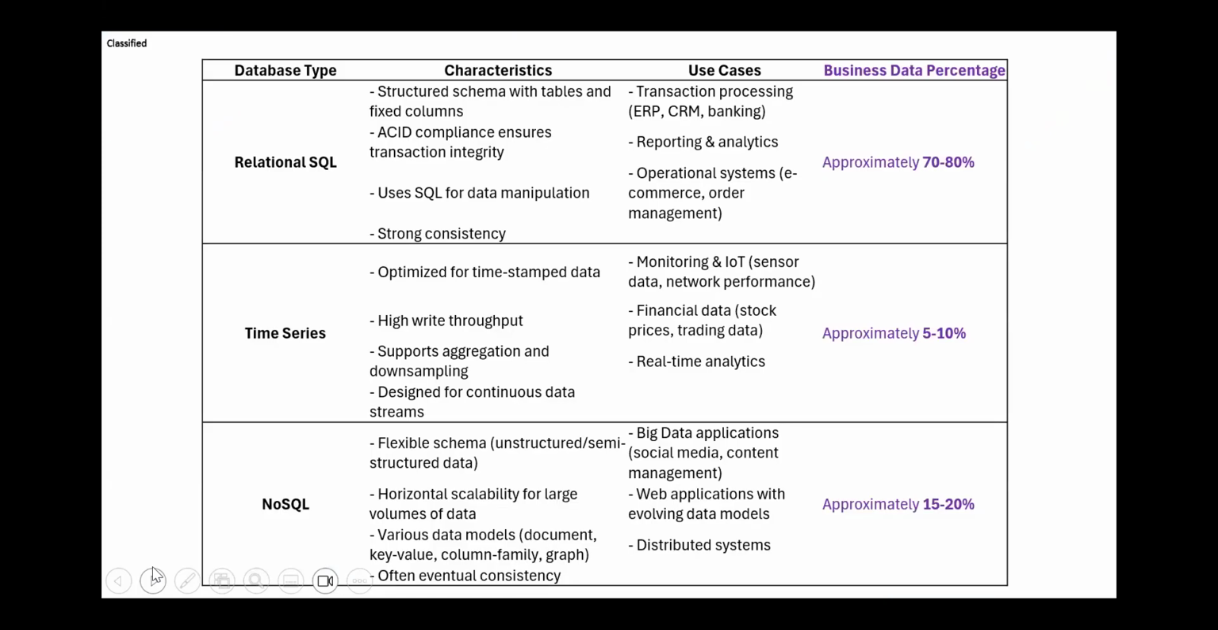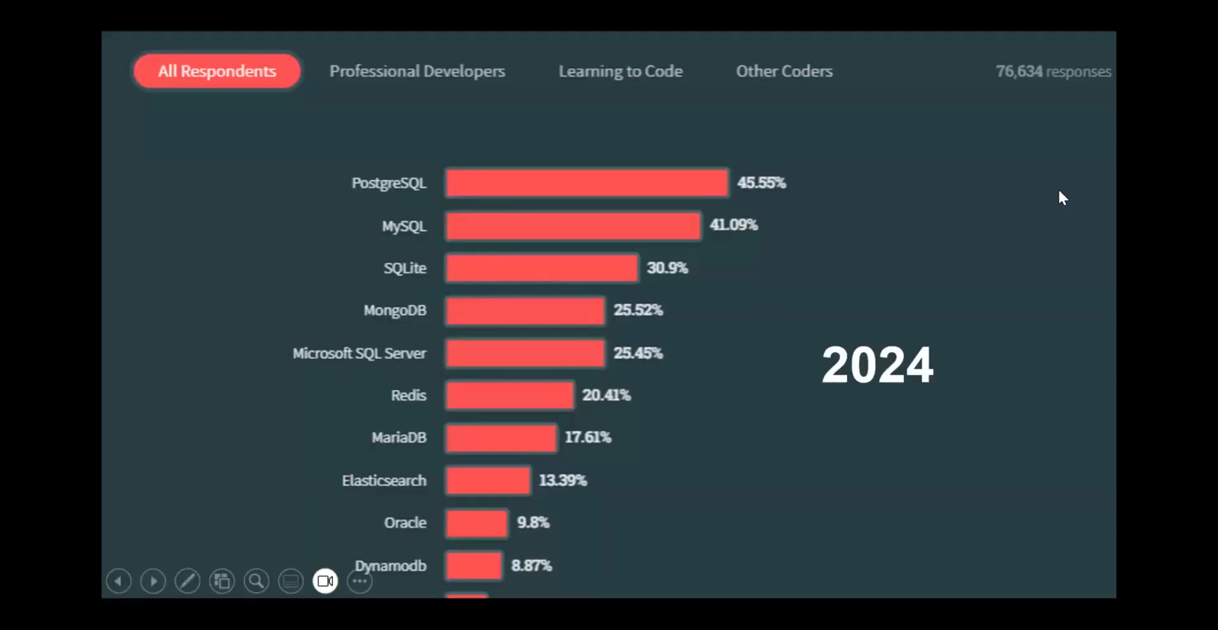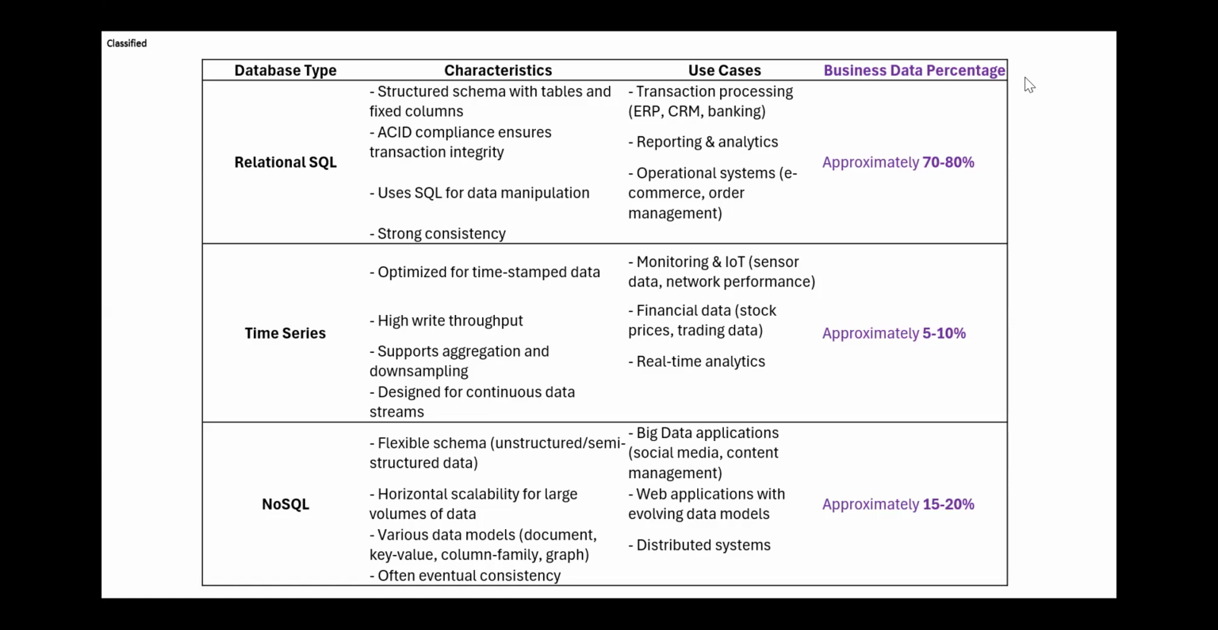Now let's understand which type of database is most important. When we look at this, this is what we can see. Relational SQL databases, the type that we are talking about, make up approximately 70 to 80% of business data. There is a structured schema with tables and fixed columns. There is ACID compliance, which ensures transactional integrity. You can use SQL for data manipulation, and there's strong consistency. There is not too much chance of making a mistake. It's nearly nil chance of making a mistake.